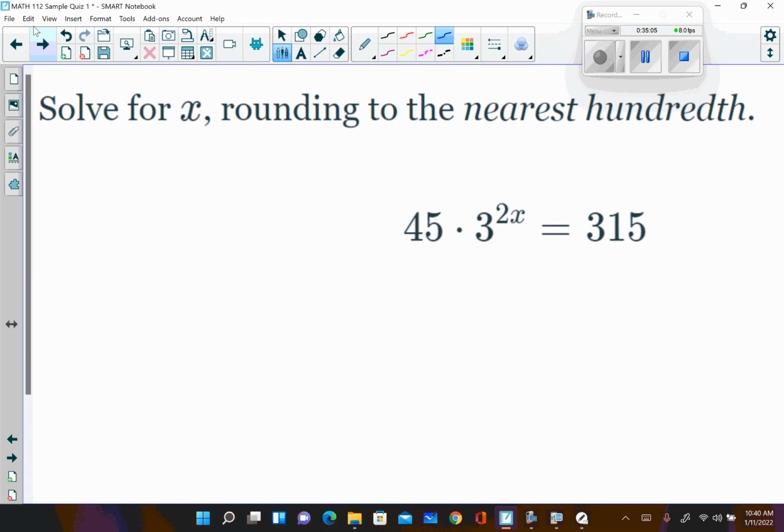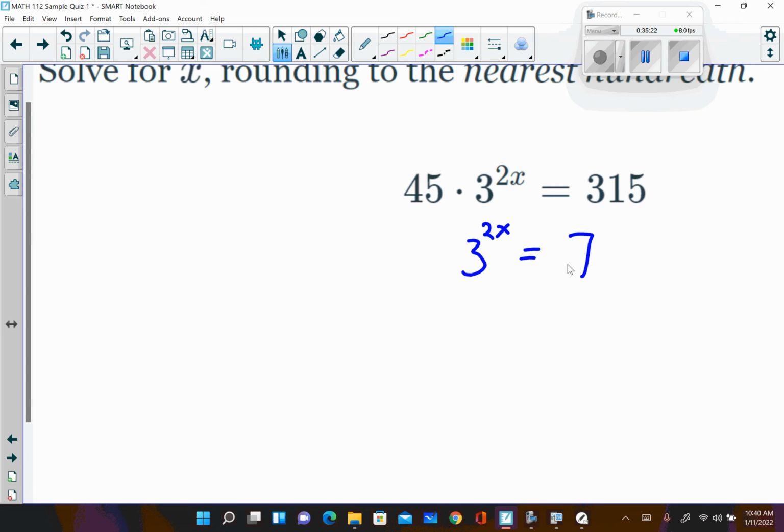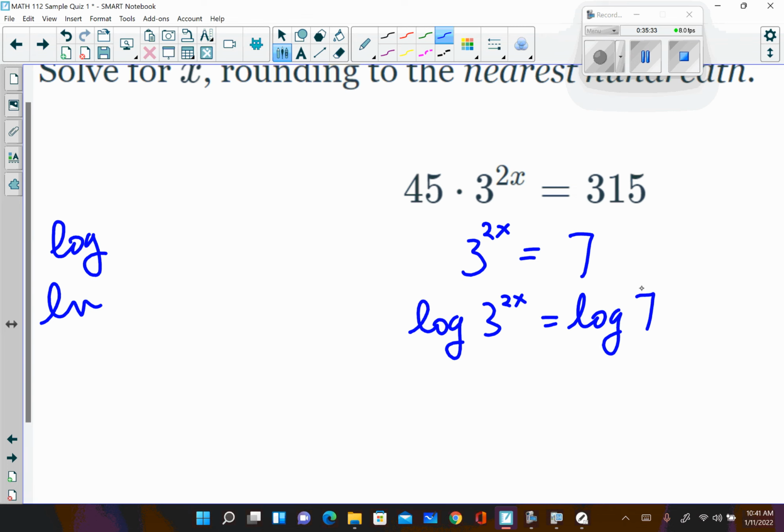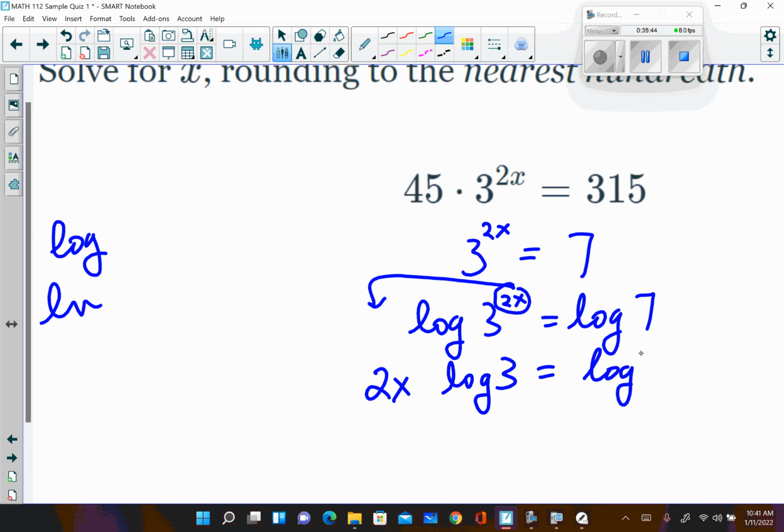To solve this equation, we're going to first divide both sides by 45. So 3 to the 2x equals 315 divided by 45, which is 7. And now we're going to take the log of both sides. You can either use log or ln. I'll use log. The log of the left side equals the log of the right side. A log property that's important is the exponent can go in front of the log, so it turns into 2x times the log of 3 equals the log of 7.